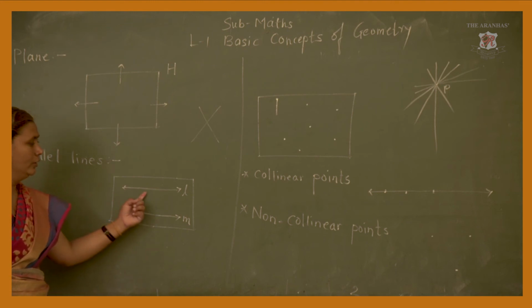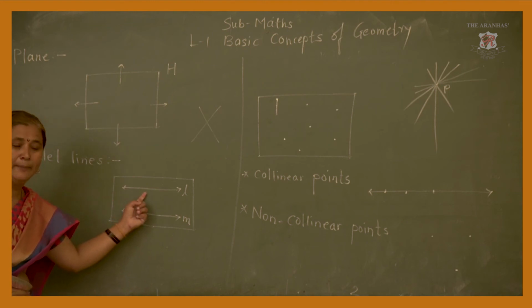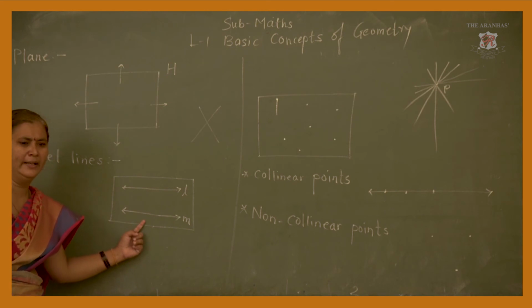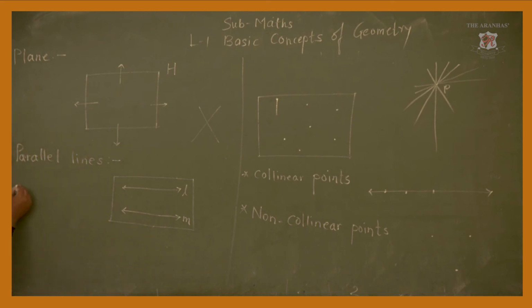So here we can read it as line l parallel to line m, and in symbol we can write line l, two vertical lines, line m. When we write these two vertical straight lines, this is called the symbol of parallel lines. So we read it as line l parallel to line m. Understood? Again I am repeating: plane and parallel lines.